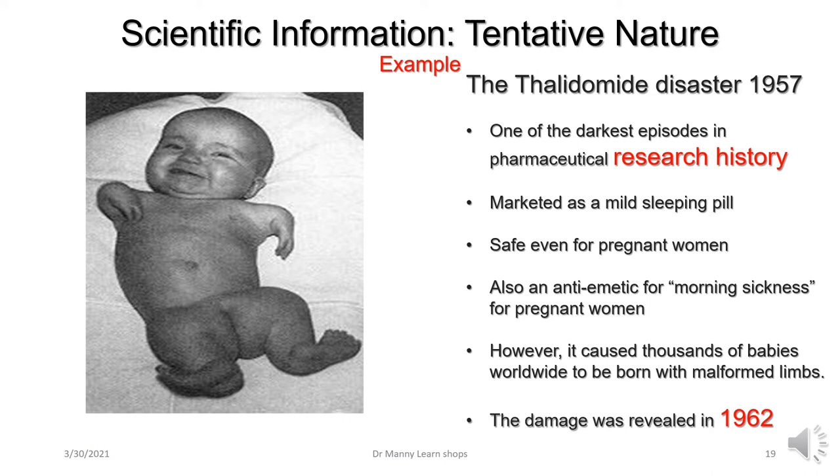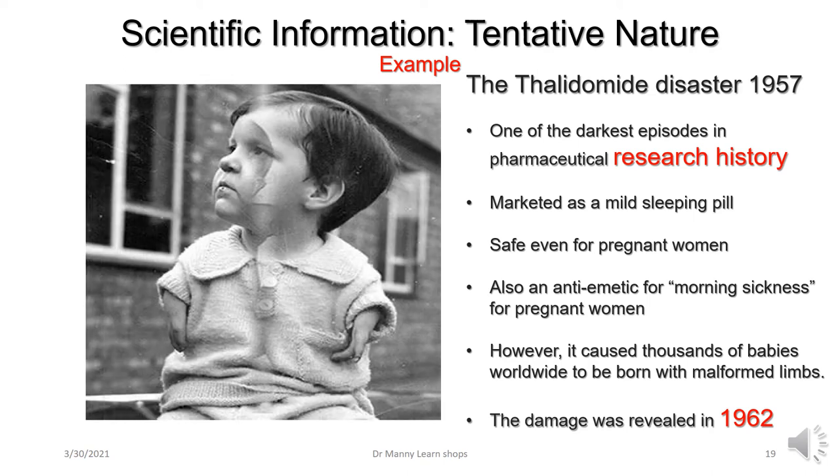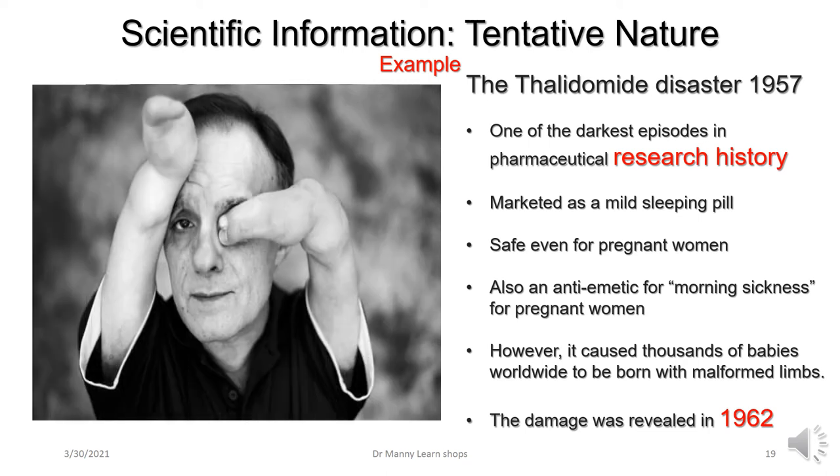The results were catastrophic. This baby here grew into a child. The child grew into an adult. And I've shown you nice pictures, which I don't consider nice, because some of the other babies were even more horrific. Really sad. Poor kids. Scientific information is tentative in nature. It changes. Evidence-based research is very important.